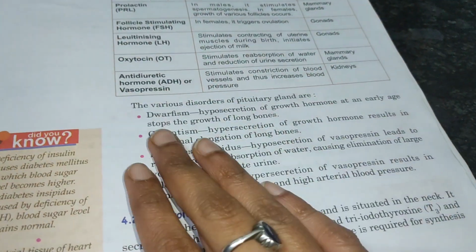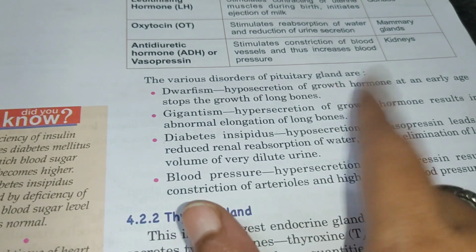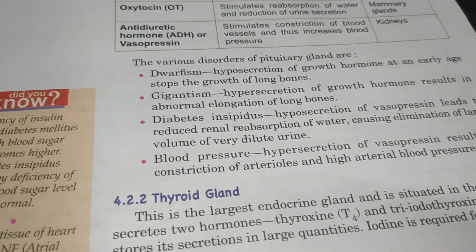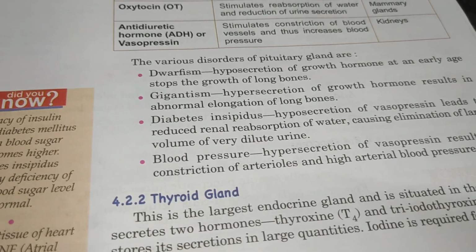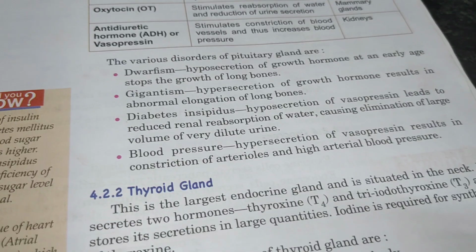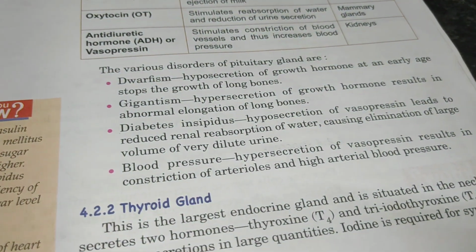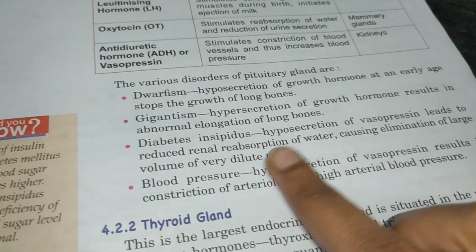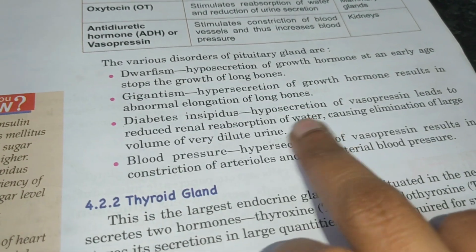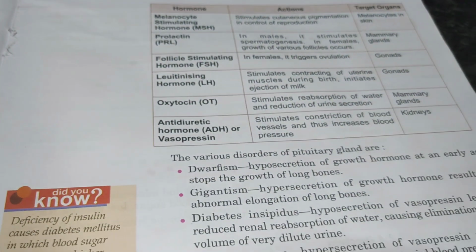So what happens if the pituitary gland does not work properly? Dwarfism, if the growth hormone is not secreted properly, hyposecretion meaning very less secretion, then they will become dwarf, meaning short people. Gigantism, if more is produced, then they will become very tall. So elongation of long bones, long legs, long hands, like this. Then diabetes insipidus, due to very less production of vasopressin. Here I told what vasopressin is.